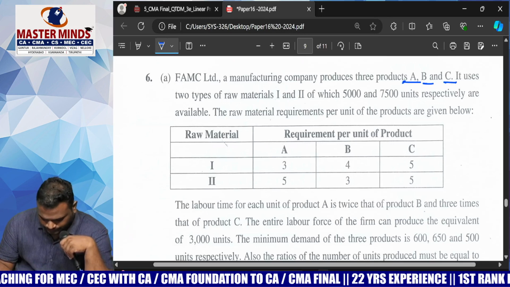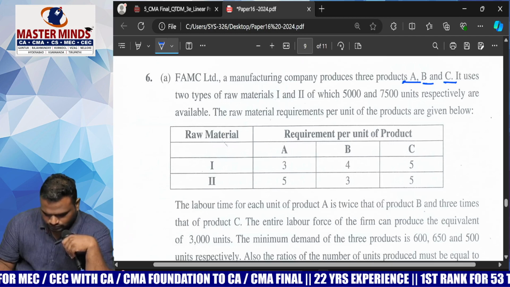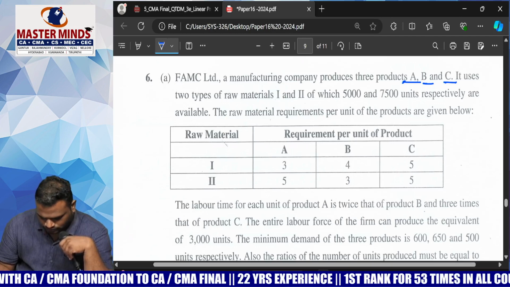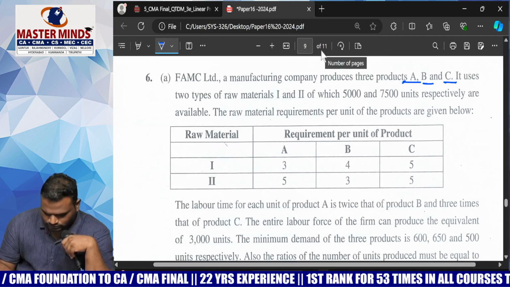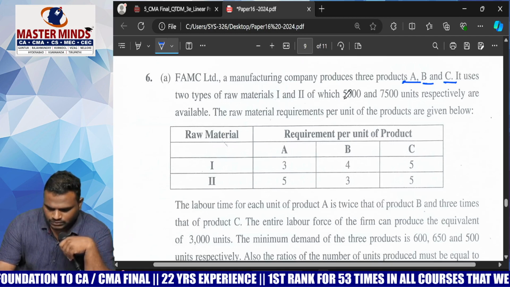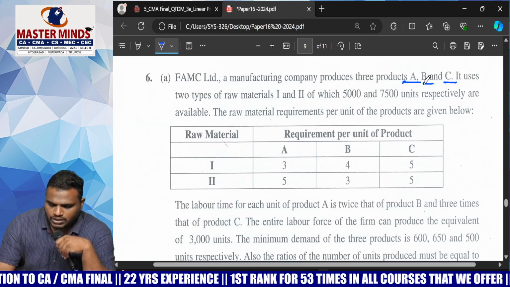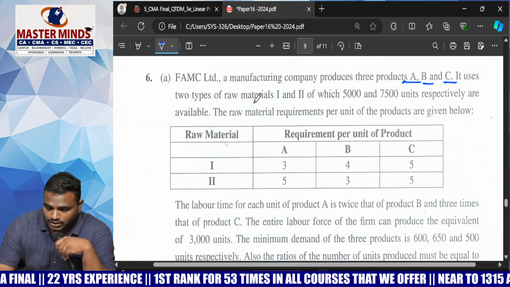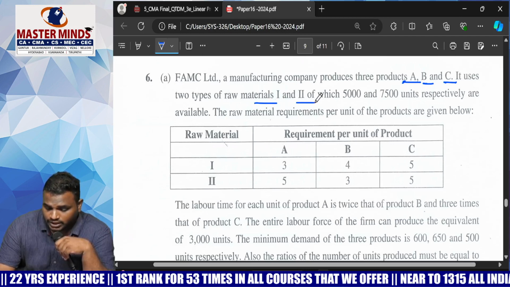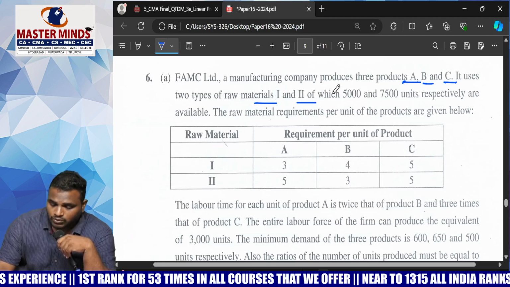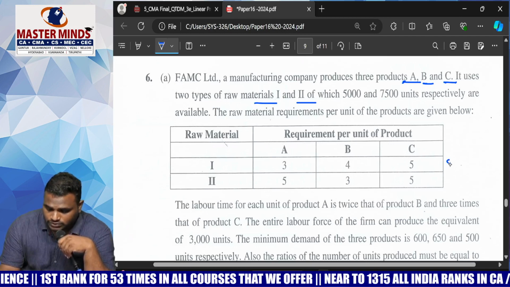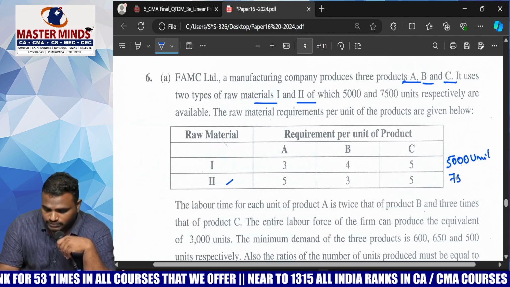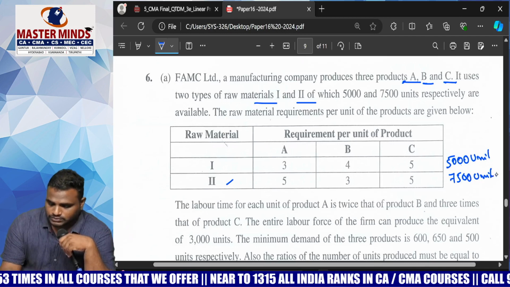Next. Raw material 1, requirement per unit of A, 3 units, B, 4 units, C, 5 units. Raw material 2, requirement per unit of product A 5 units, B 3 units, C 5 units. Wait. Now here A, B, C are the finished products. It uses two types of raw materials, type 1 and type 2. Raw material 1 is available only 5000 units, and raw material 2 only 7500 units.